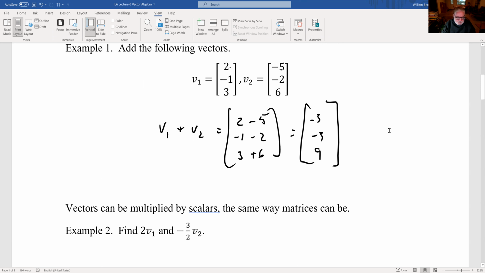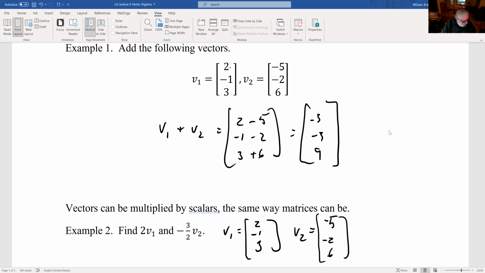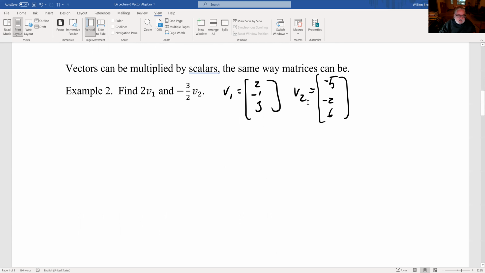We have v1 is 2, minus 1, 3. V2 is minus 5, minus 2, 6. So what is 2v1? 2 times v1 is 2 times 2, minus 1, 3. And then we multiply the 2 to each one of the entries, so we get 4, minus 2, 6.